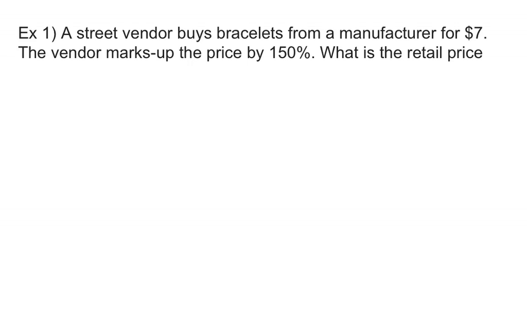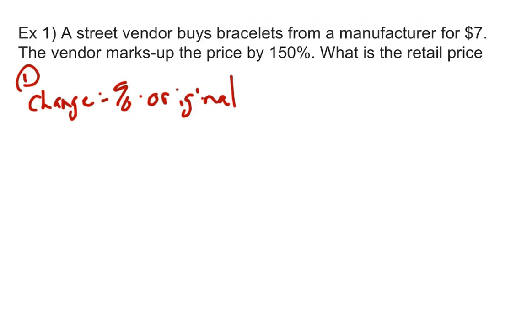So we're going to call this method number 1, where you use that equation I wrote down, which is change equals our percent times the original amount. This is similar to what we did with percent of change. Now when I'm looking at this problem, the percent that it's going to go up by is 150%, and then times the original. The original price of the bracelet is $7, which means what we're looking for is the amount that it's going to change by.